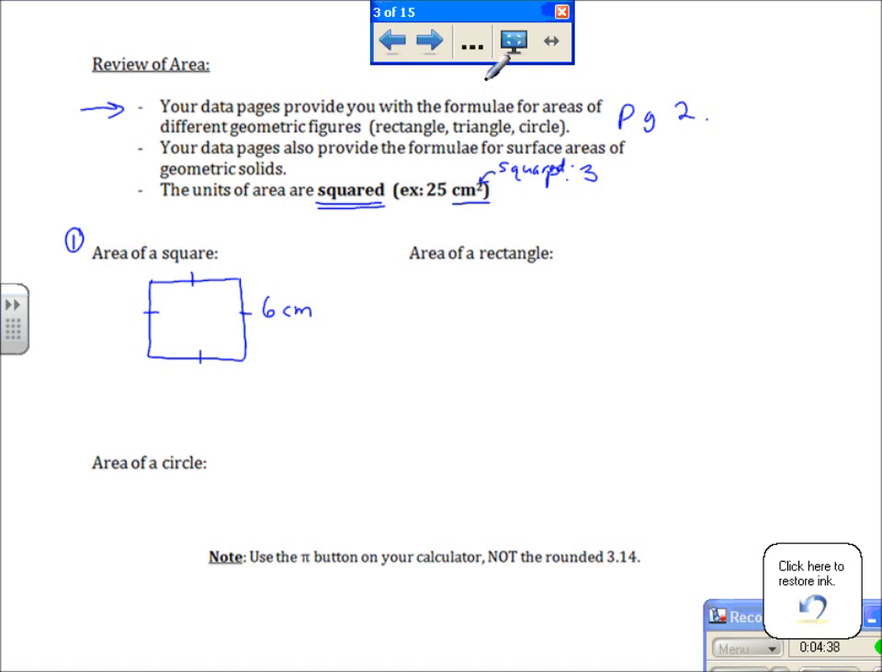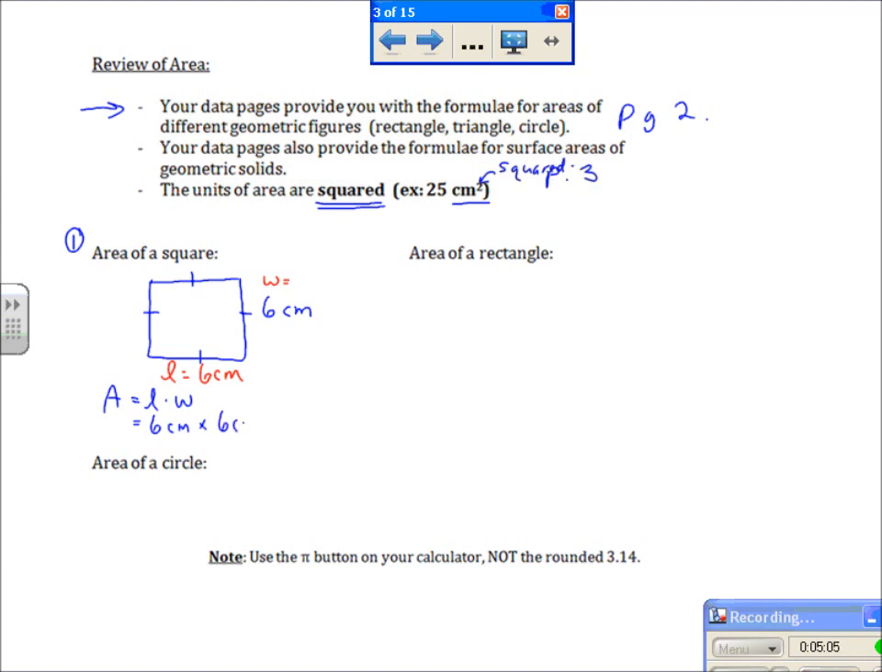Okay, so I can put in right here, so I could say my width is equal to 6 centimeters, and my length is also equal to 6 centimeters. That's true for a square. And area, the formula for area is this. Area is equal to length times width. So let's do that. Length is 6 centimeters. Okay, I'll say times or multiplied by 6 centimeters. And my answer is going to come out to 6 times 6 is 36. Now my units are not centimeters.